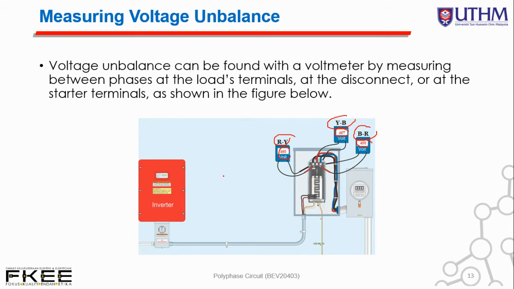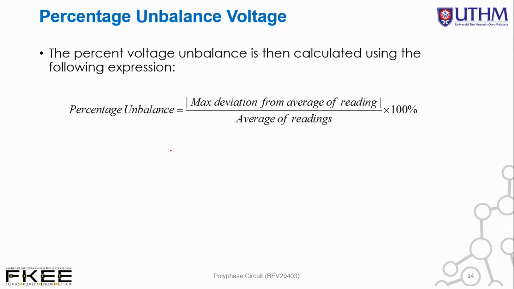This is to show how unbalanced they are. Then there is some simple calculation of the percentage unbalance. We have the maximum deviation from the average of the readings. So you have certain values of voltage, and you must come up with the average reading. From there, you figure out the maximum deviation from the average reading, and by that you can calculate the percentage unbalance.